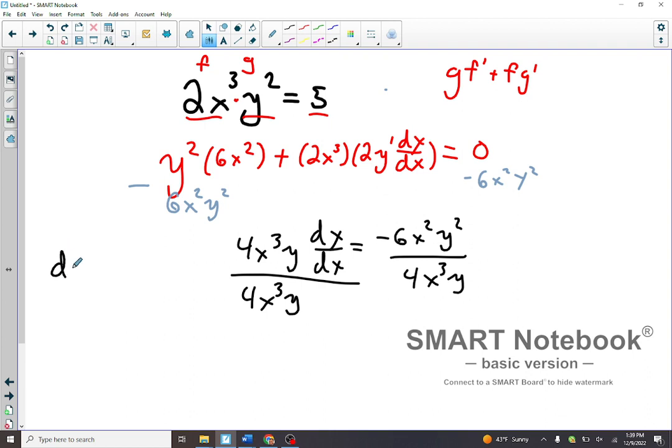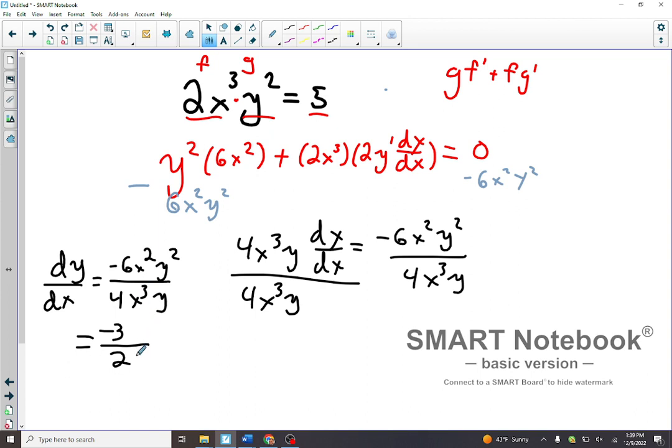Final answer, dy dx equals negative 6x squared y squared over 4x cubed y. Hey, we could simplify some things. So your final answer, negative 3 over 2, there's an x on the bottom, and there's a y on the top.